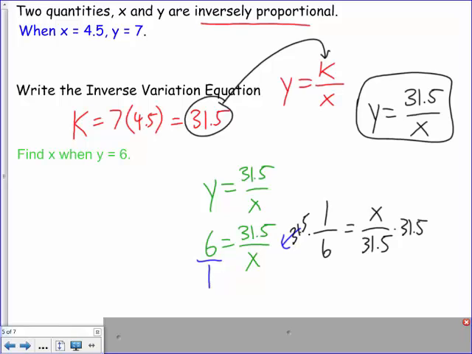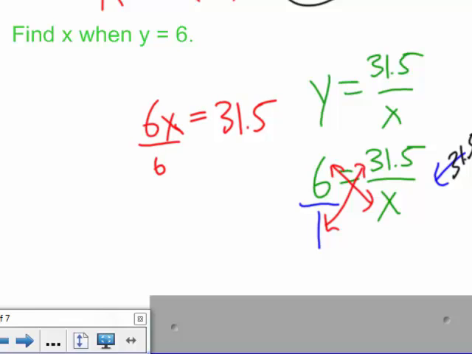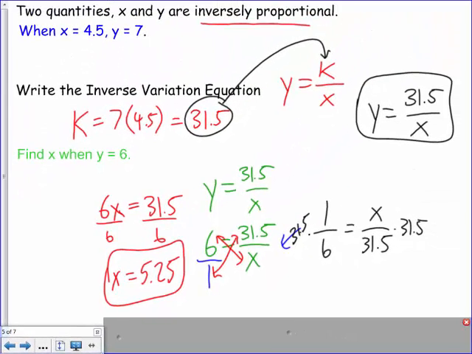So a couple different ways to do that. And you could solve it however you like. I think most of you are getting used to your cross product, so I'll take 6 times x, and then 1 times 31.5. And what do we do with those guys? We set them equal, and then we divide by 6. So x would equal 5.25. There we go. So you just kind of have to think through it. Think about what you know in order to solve those guys.